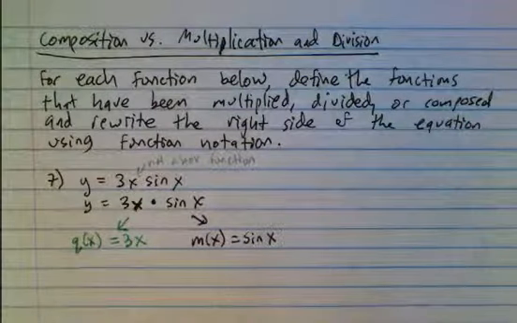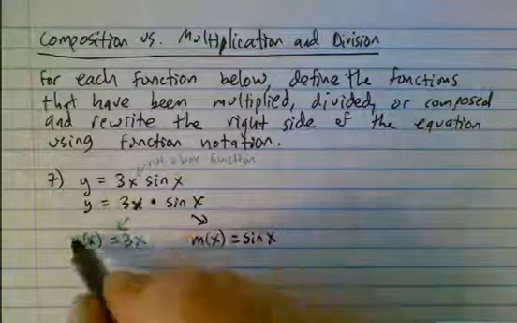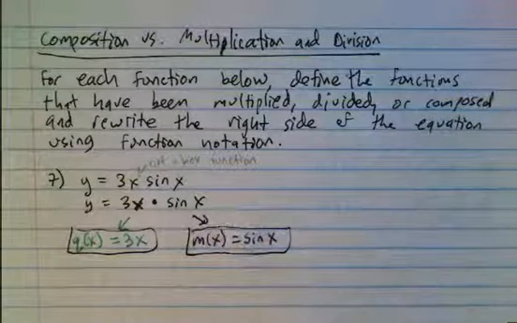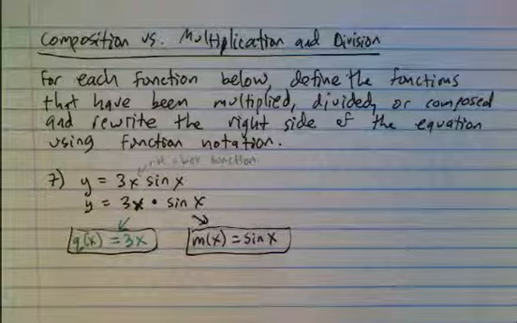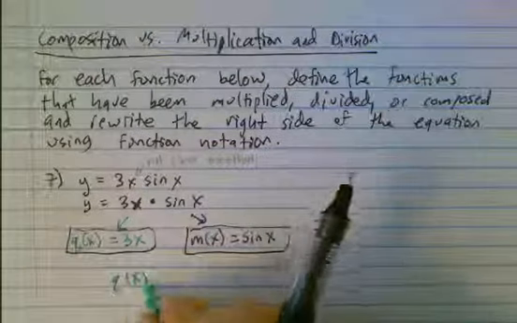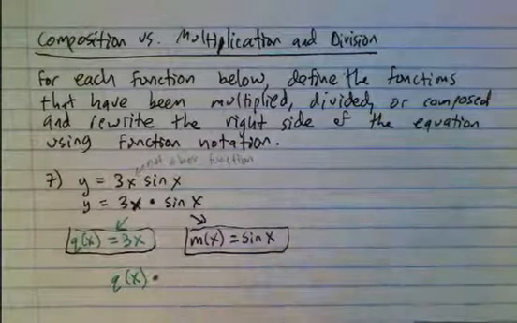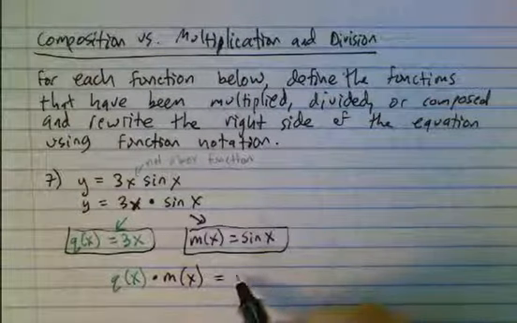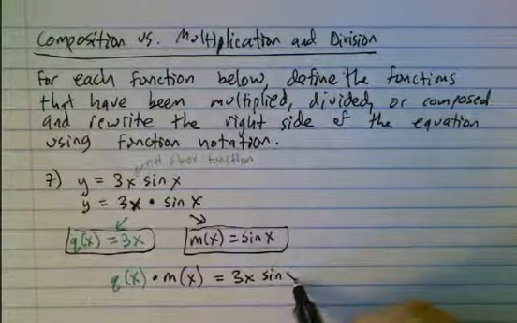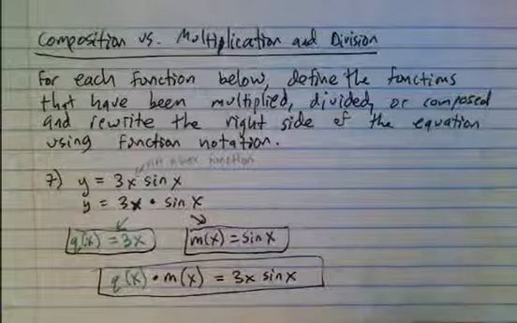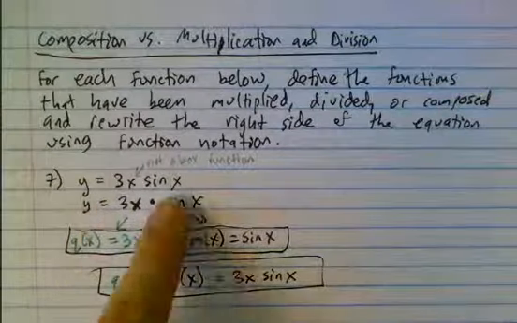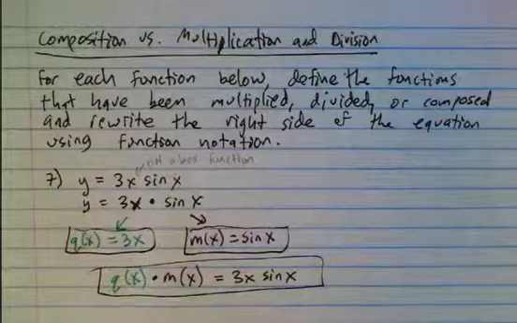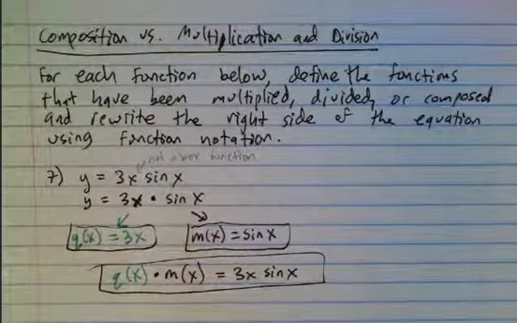So that's part of our answer, so I'm going to circle or put a box around that. And those are multiplied together. So what we're going to say is that q of x times m of x is going to give us 3x sine x. Which makes a great deal of sense. 3x times sine x, lo and behold, 3x sine x. Let's do another one of those.